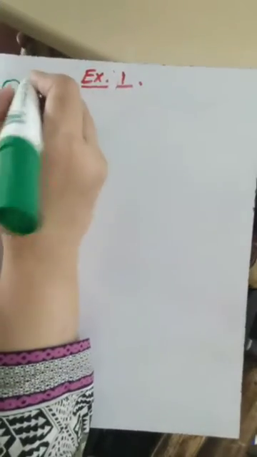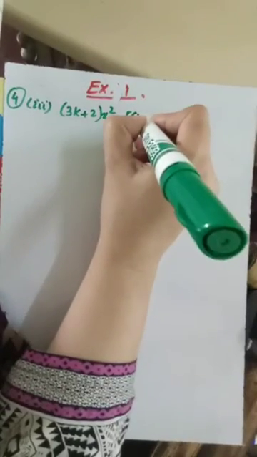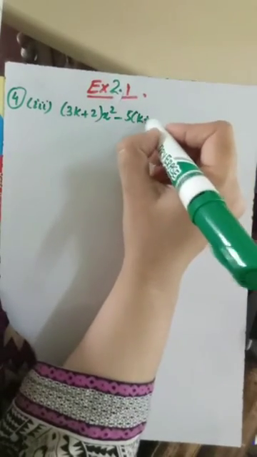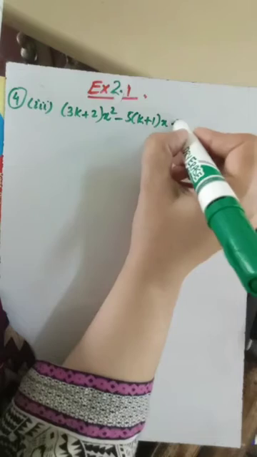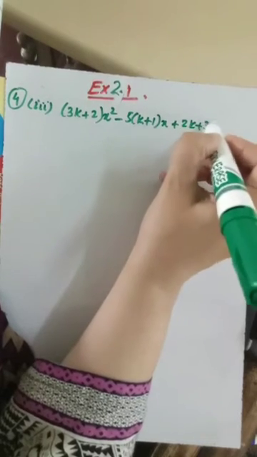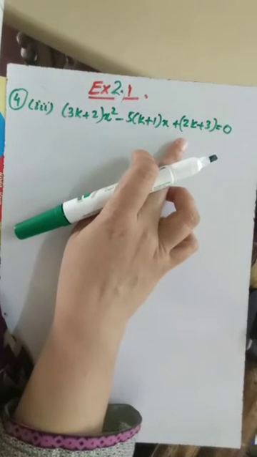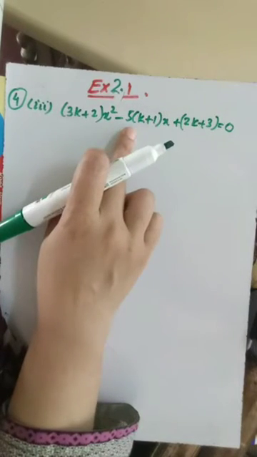Let me write the question. We have to find the value of k which will give equal roots for this equation. This is the same as question number 3, but it is simpler. 3k plus 2 x square minus 5k plus 1 x plus 2k plus 3 equals 0. This is the question. Let me check the first question first so that we don't make a mistake.